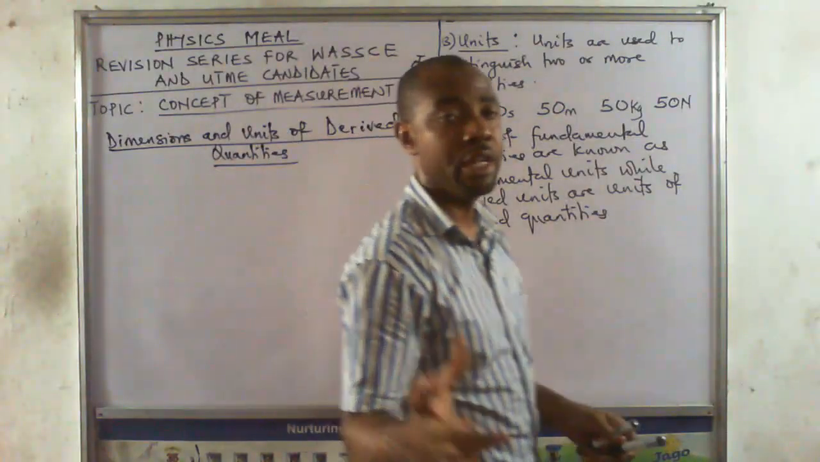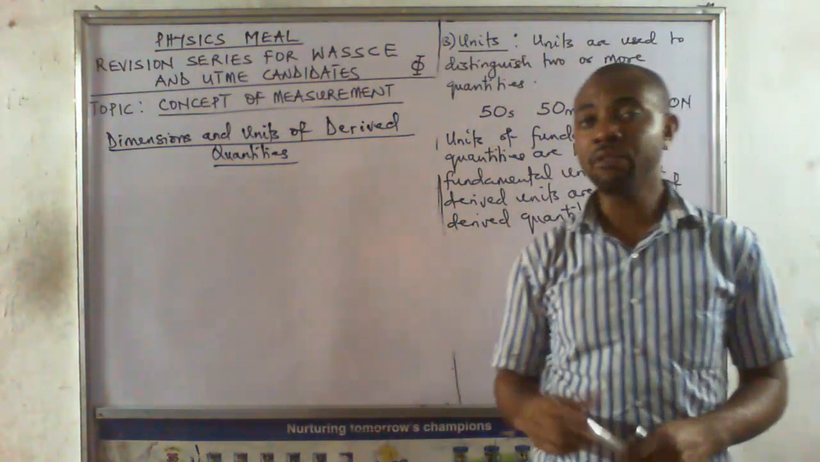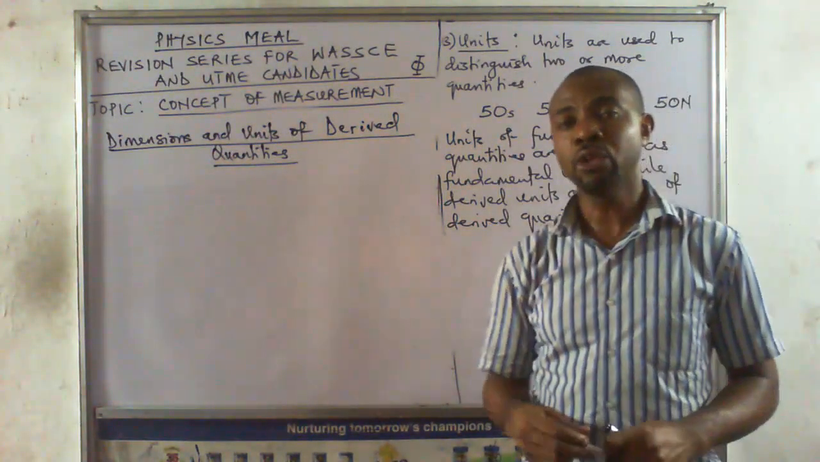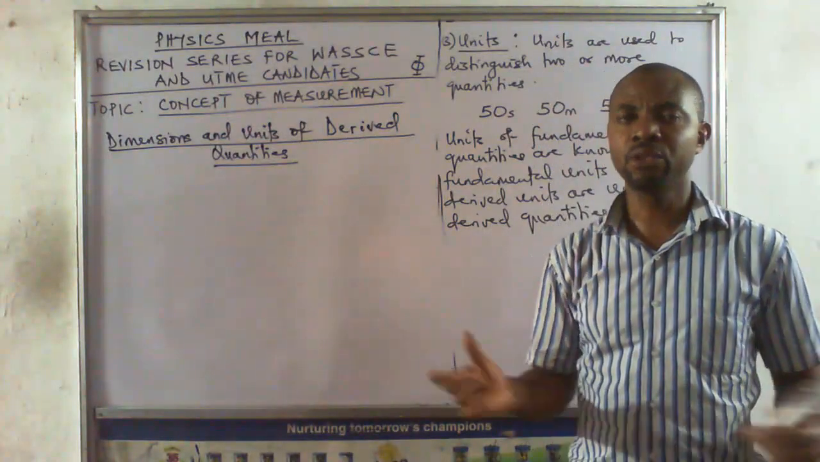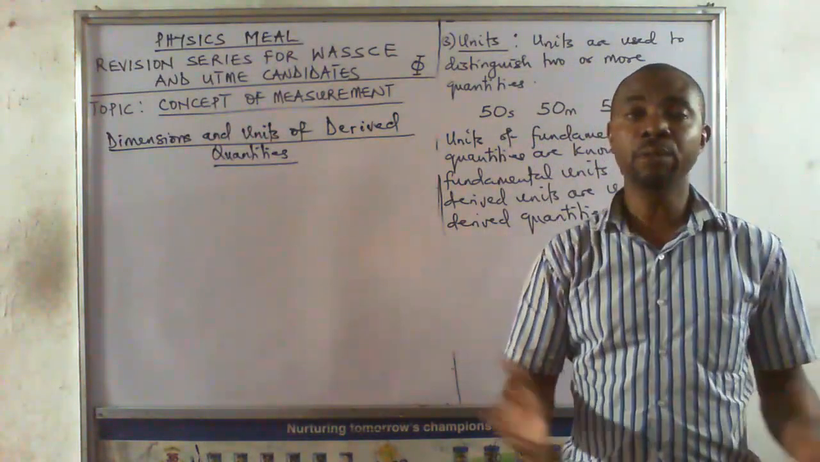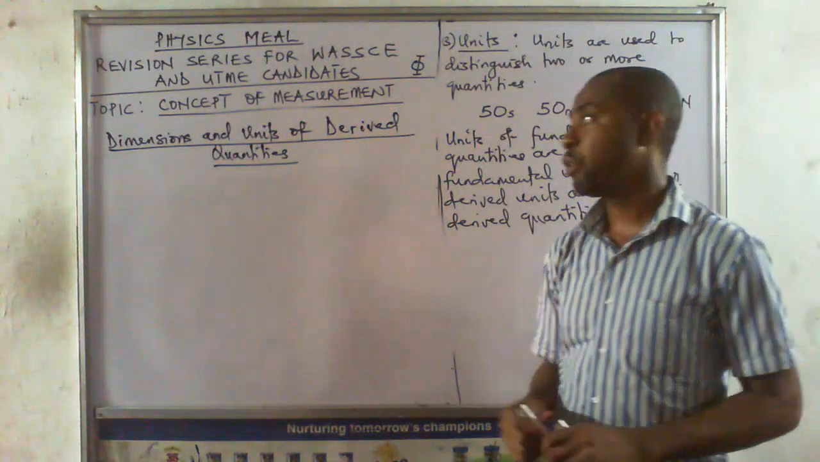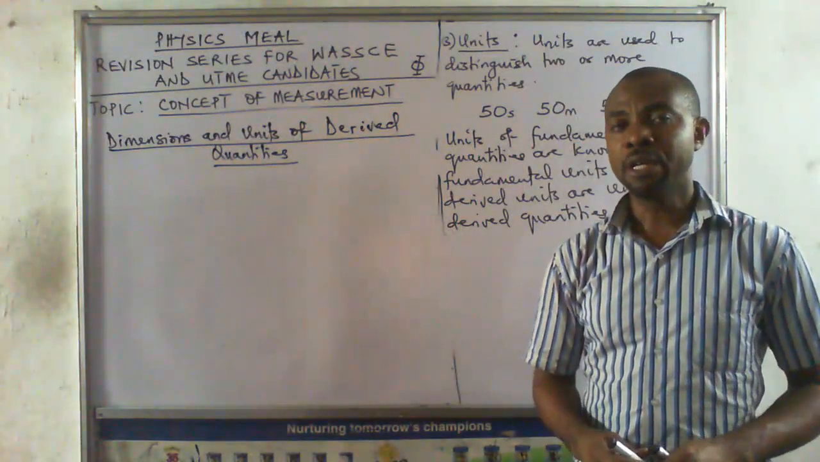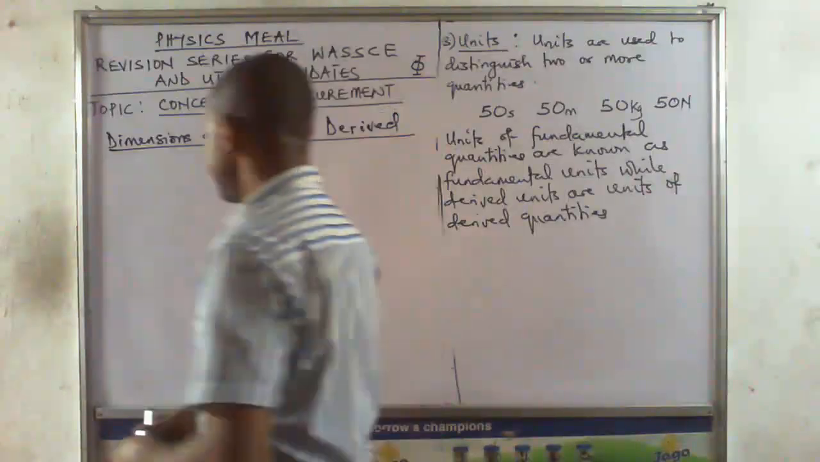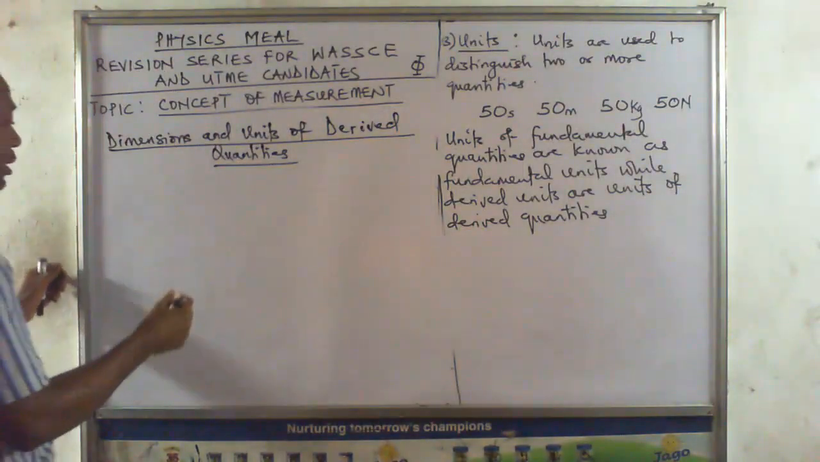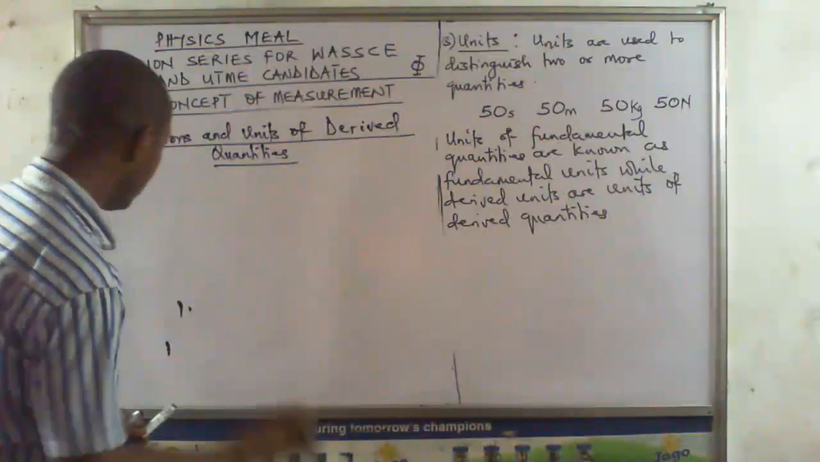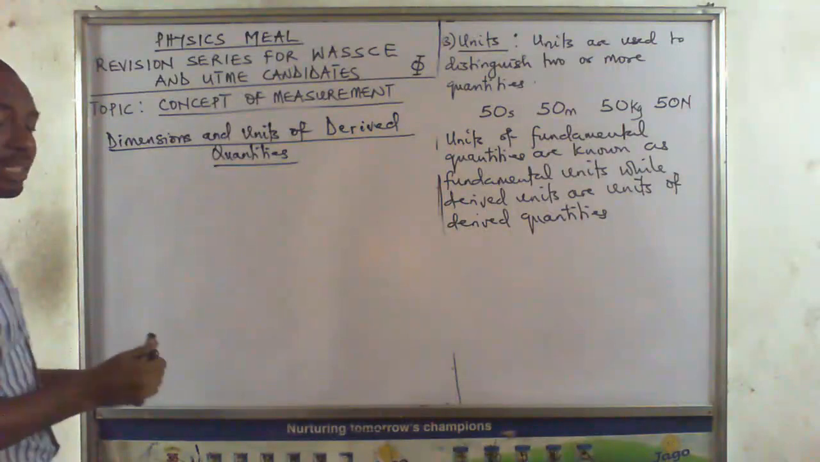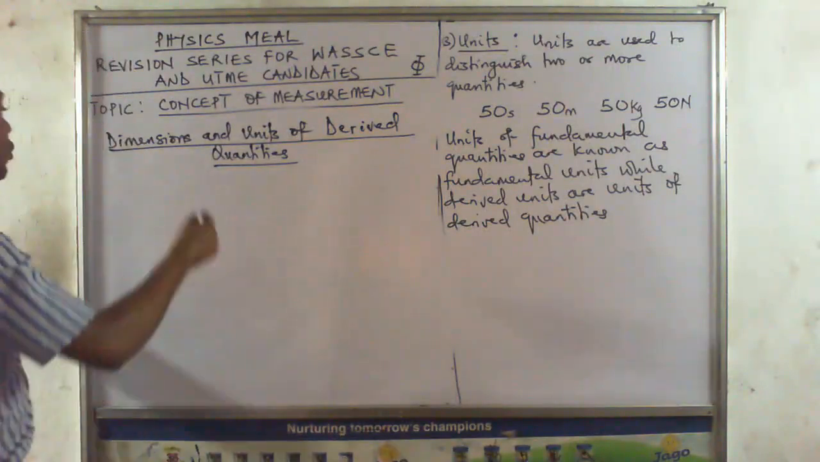Now, when we are given a derived quantity, remember we said that a derived quantity is a quantity that depends on two or more quantities. So how do we obtain the dimension and the units of a derived quantity? We're going to look at the steps that we need to take before we cite some examples. So to obtain the dimension and units of derived quantities, there are steps that we need to take. So what are these steps?